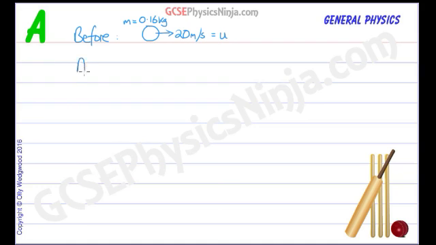Well, what about afterwards? Well, afterwards we've got a situation where the ball is now caught. It's not moving with any speed at all, so we could say that our final velocity is 0 meters per second, and it still has a mass of 0.16 kilograms.